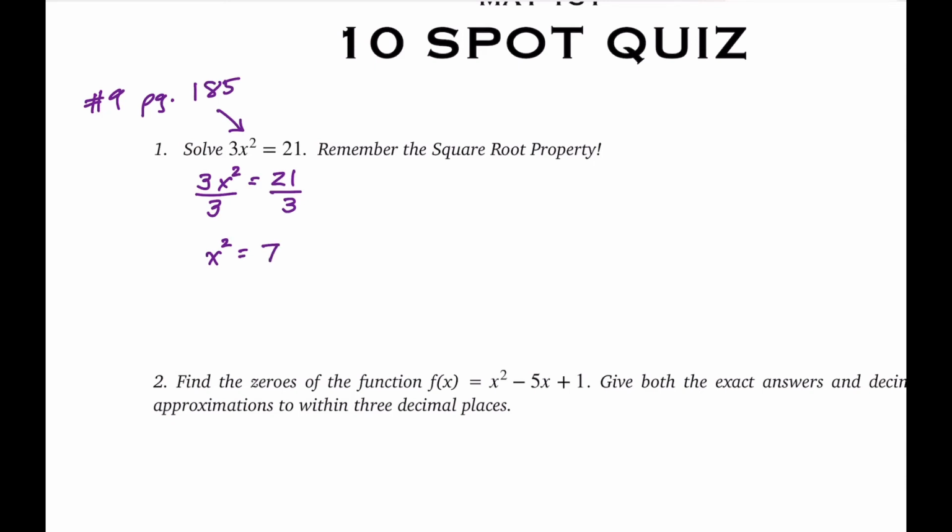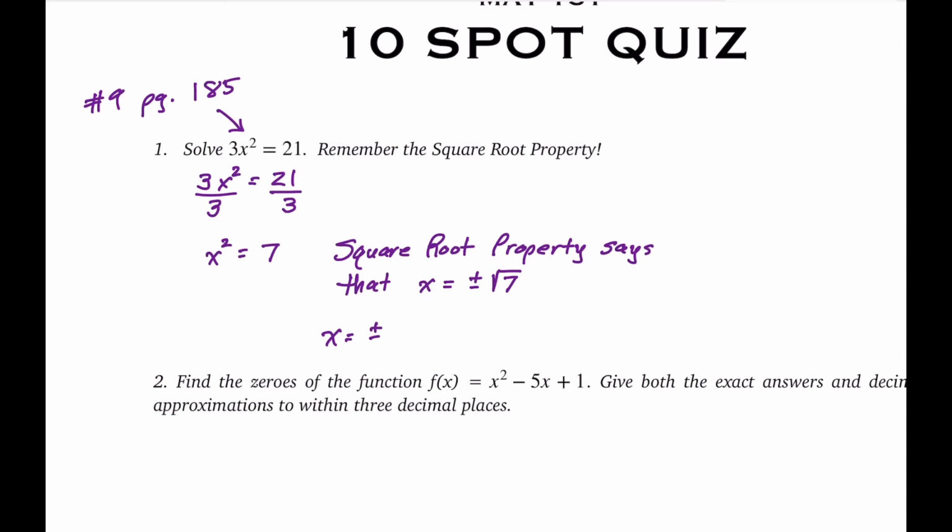I guarantee you every spot quiz problem comes directly from your homework. Here I am showing the reason for writing the two answers that I'm going to get because of the square root property. I put a box around my answer. I then check my work.